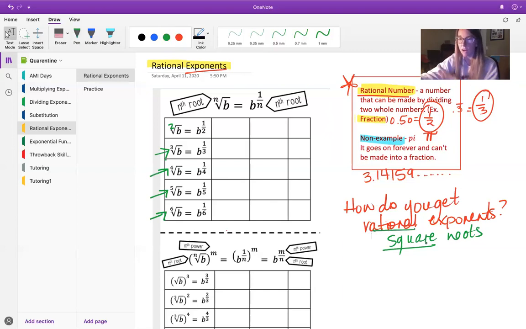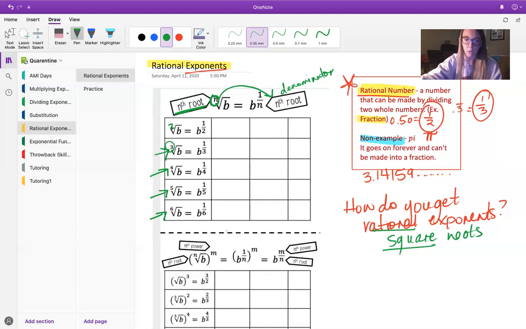So I'm going to show you how you go from a square root or a cube root, which is the 3, or fourth root, or fifth, or sixth root, and it ends up being a rational exponent. Whatever your root is, this number right here, that is going to end up becoming the denominator of your fractional exponent. All right, so let's go ahead and start looking at some examples, and we can see if that starts making sense.